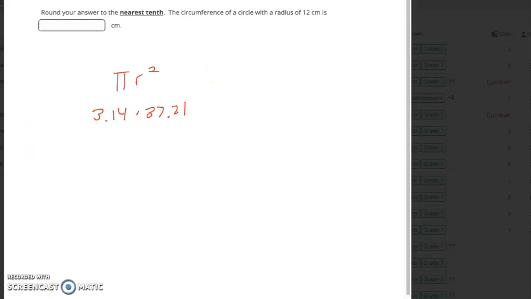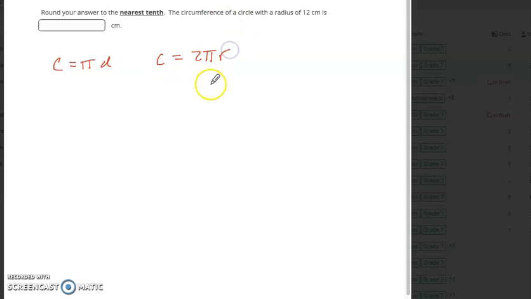The next one, the circumference of a circle with a radius of 12. To find the circumference of a circle, we can use two formulas: circumference equals pi times d, or circumference equals 2 pi r. I'm going to use this one just because we're given the radius. So circumference equals 2 times 3.14 times the radius of 12. We multiply all that together, and we're going to get 75.36. Round it to the nearest tenth, 75.4.